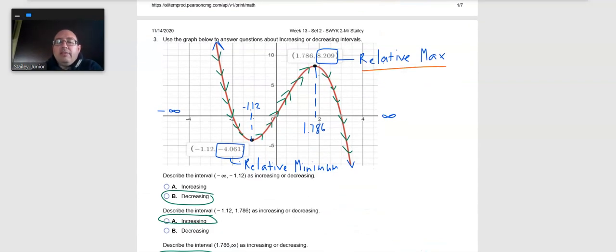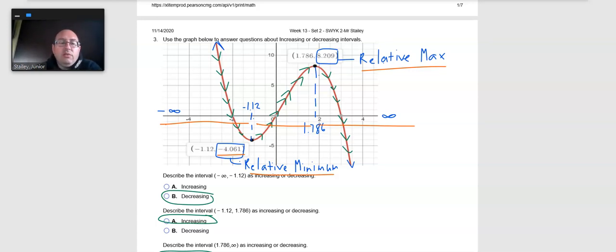Speaking of relative maxes, this graph has a relative max of 8.209. This one has a relative min of negative 4.061. So those are the relative maxes. You can see that we have split the graph up into sections. We've got from negative infinity to negative 1.21, from negative 1.21 to 1.786, and from 1.786 to infinity. We're asking about the increasing and decreasing.